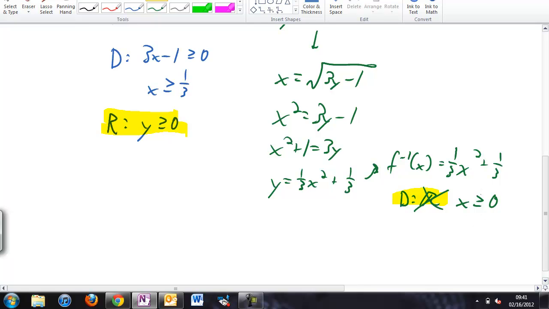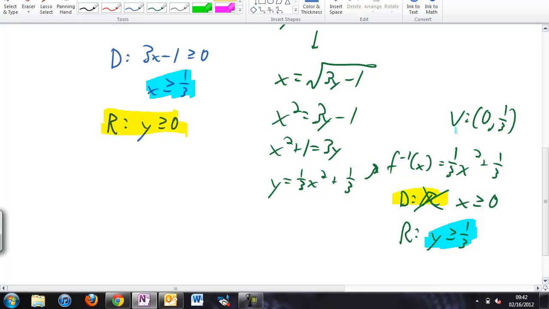Then if we plug 0 in for x, we can see that we get 1/3 for y, and you can figure out your range here, since this is a parabola with 0, 1/3 as its vertex, and that's a minimum. We know that our range would be y is greater than or equal to 1/3. Now we're pretty confident that since the range of one matches the domain of the other and vice versa, we have an inverse function, but that has to be defined with a domain of x is greater than or equal to 0.